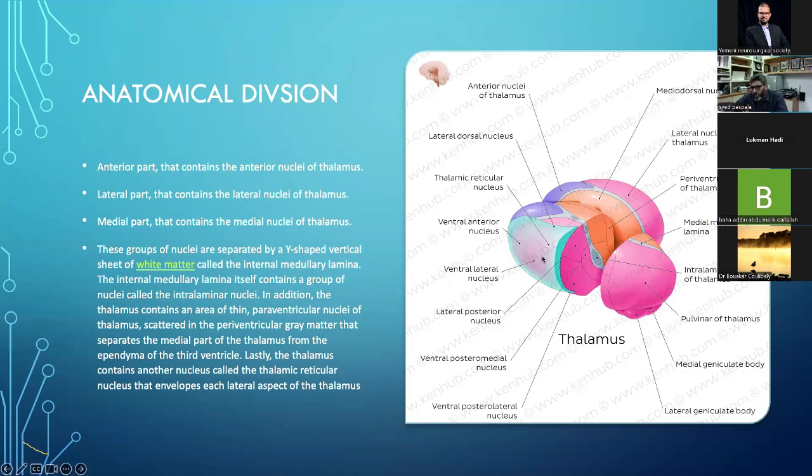And on the outer side, on the lateral surface, outside the external medullary lamina, the thalamus is wrapped with the reticular nucleus, which extends from almost the anterior pole to the pulvinar area and even the geniculate nucleus here.